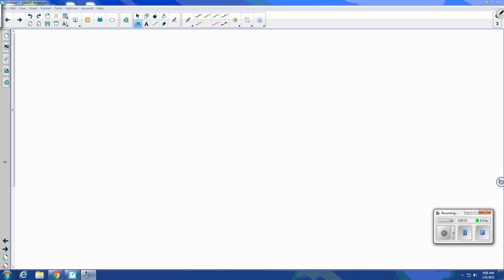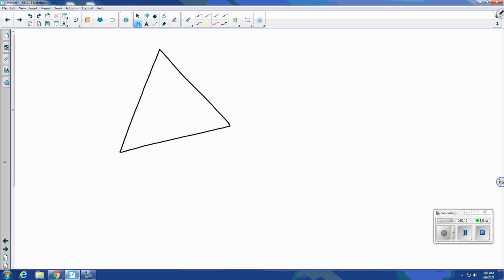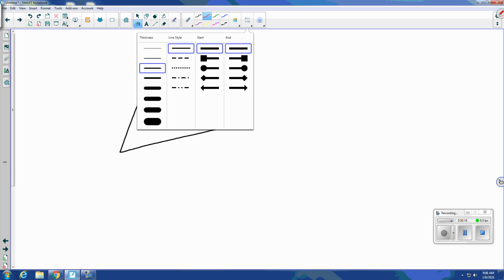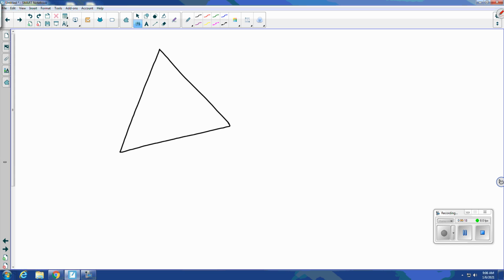The centroid of a triangle. A special type of line that can be drawn in a triangle is what's called a median. So if we work from a vertex and we draw a line that connects to the midpoint of the opposite side, we will have just drawn what is referred to as a median.